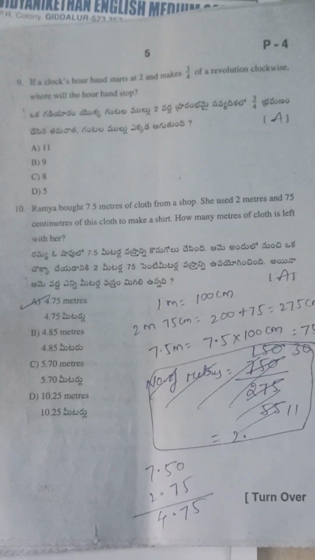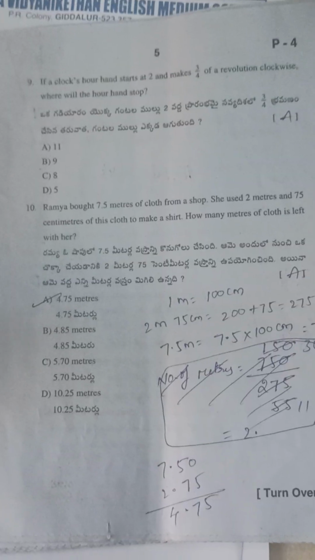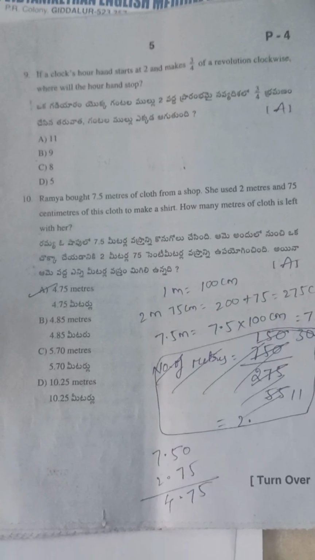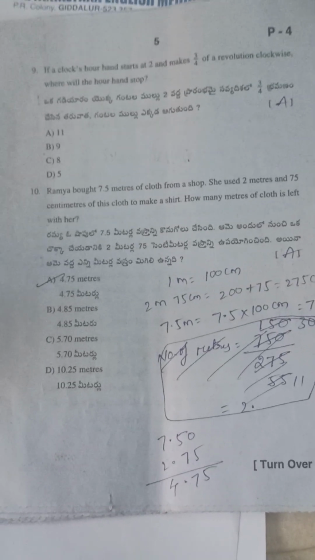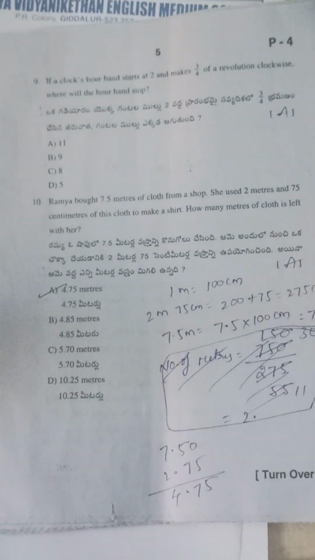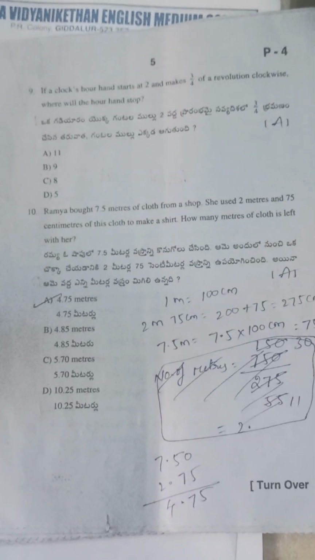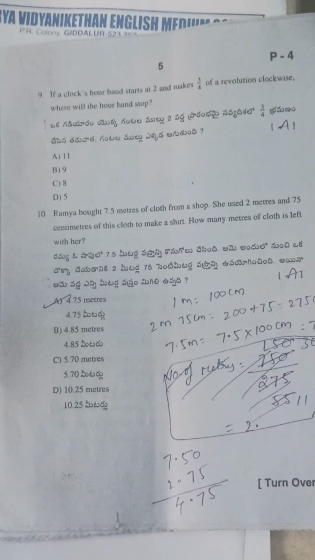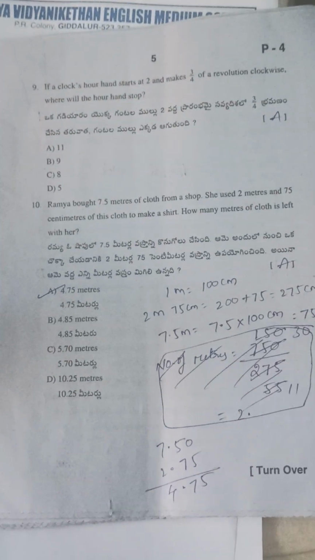A. Next, 10th, Ramya bought 7.5 meters of cloth from a shop. She used 2 meters and 75 centimeters of this cloth to make a shirt. How many meters of cloth are left with her? So here we can do the subtraction. The answer is 4.75 meters.